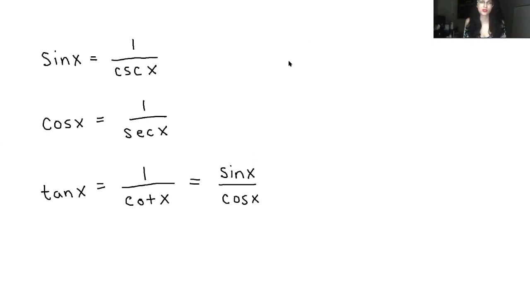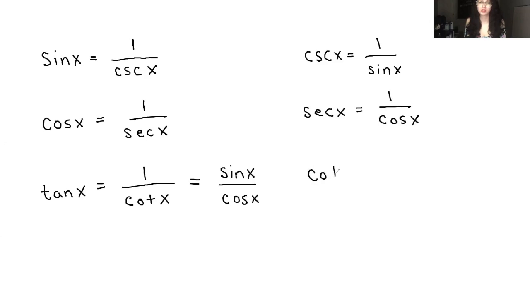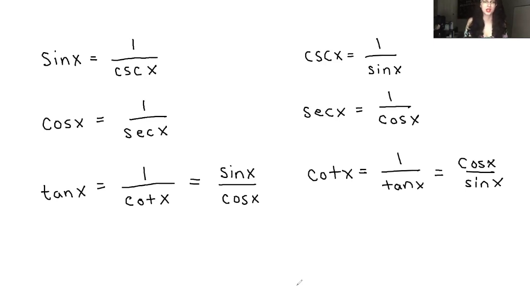So the other reciprocals are: cosecant is equal to 1 over sine, secant is equal to 1 over cosine, and cotangent is equal to 1 over tangent, or cosine x over sine x. Using these identities is really important in simplifying or deriving other identities, so we want to keep these in mind when we're simplifying functions or even just evaluating trig functions.